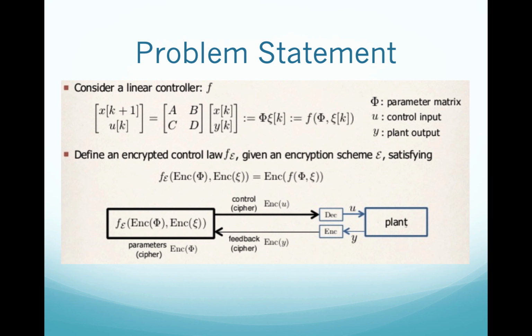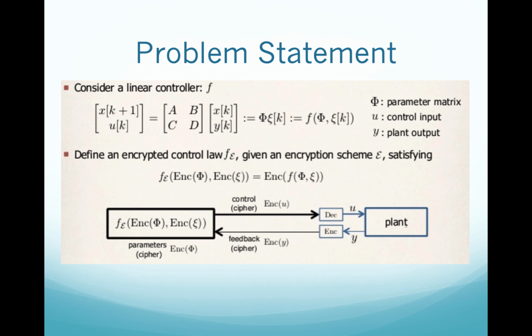So, for the analysis, the authors wanted to perform their analysis on a linear controller, which consisted of the parameter matrix, the control input, and the plant output. And what they're going to do is perform that calculation of the public key and the private keys, and they're going to do that within the matrix. And the end solution that we want to achieve is getting phi times xi k, which will equal a function of phi xi k. And to do that, we're going to use some given encryption schemes to satisfy epsilon.